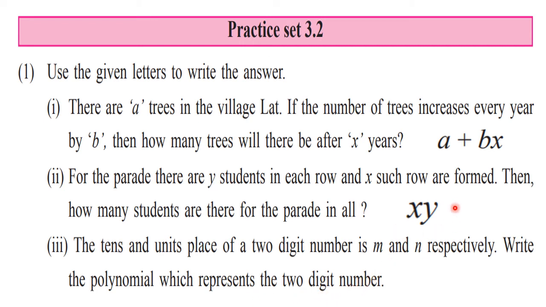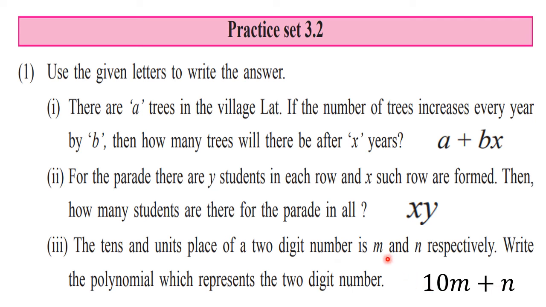Okay, so that number will be not like here XY, which means the answer will not be MN. Please take a note of this. We have to write down the polynomial which represents the two-digit number. So MN is the wrong answer. The answer is 10M plus N.